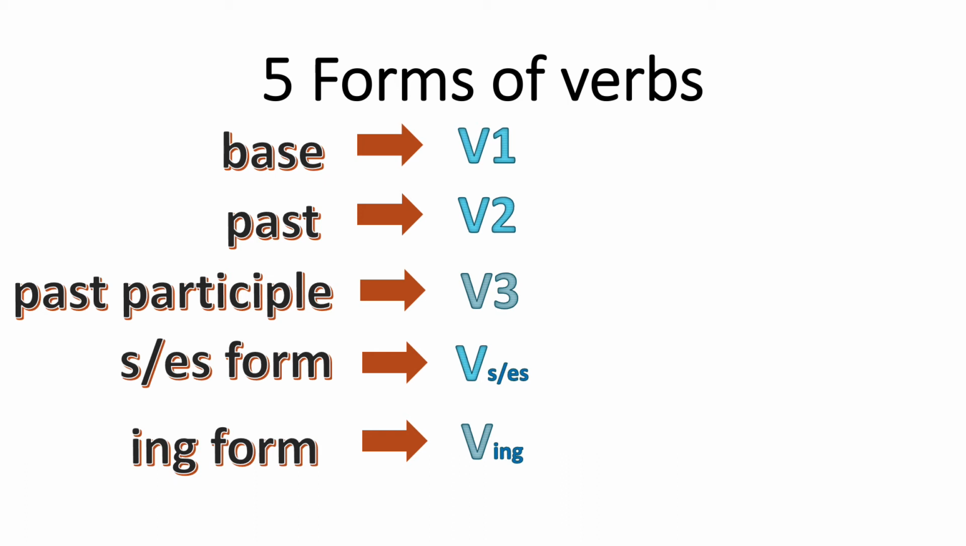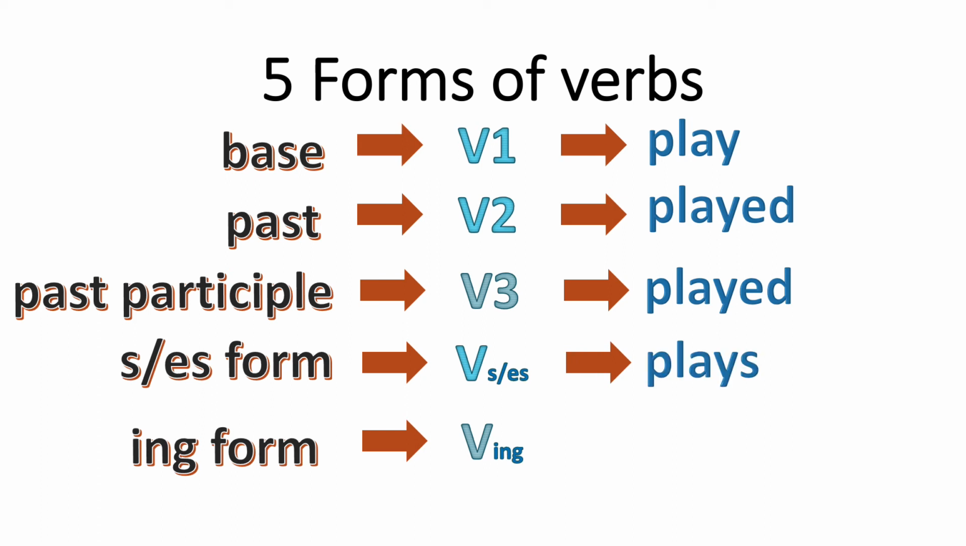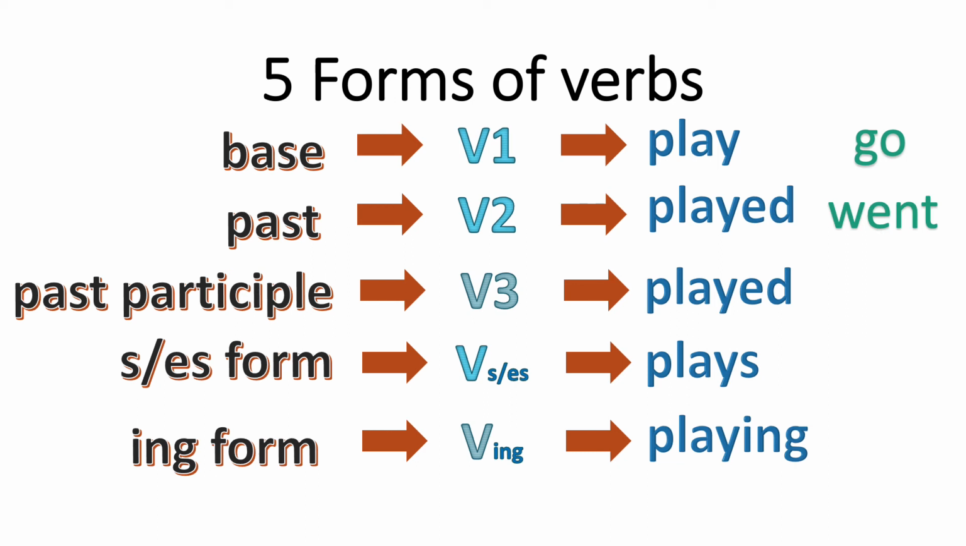Let's take a look at the example of the verb play. The base form of play is play. In the past form, it is played. In the past participle, it is also played. In the SES form, it is plays. And in the ING form, it is playing. Now let's take a look at another example. Let's consider the verb go. The base form is go. The past form is went. The past participle form is gone. The SES form is goes. And the ING form is going.